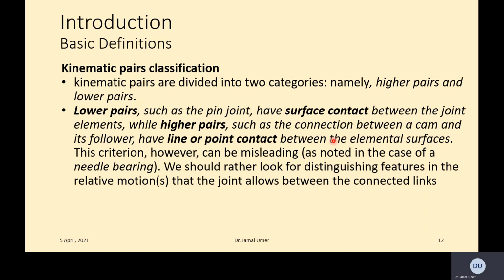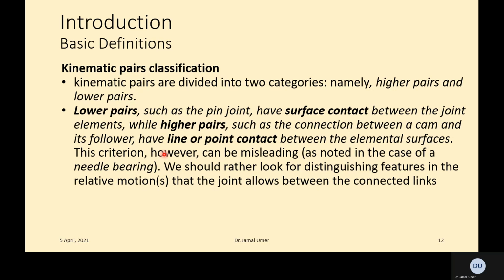Yeah, so I made it bold to be easy to understand. As I said, kinematic pairs can be classified into lower and higher pair. A lower pair, like a pin joint, has a surface contact. That's the basic difference. Surface contact is in the lower pair, while in the higher pair you have line or point contact between the elemental surfaces.